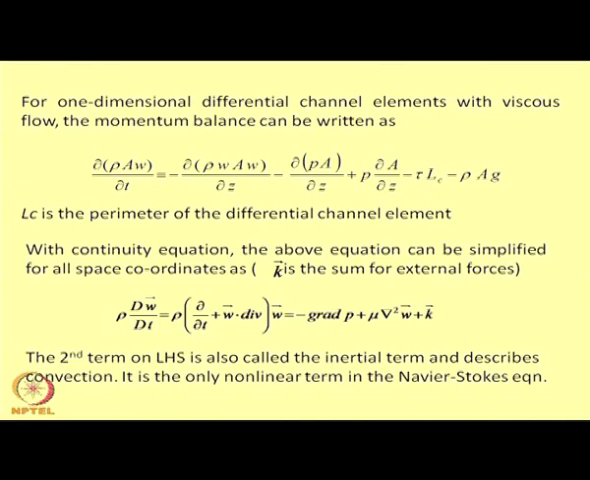The first term on the right hand side is the pressure forces, and the second term on the left hand side, the inertial term, is the only nonlinear term in the Navier-Stokes equation. Under certain special conditions this inertial term can be neglected and we get a simpler solution of the Navier-Stokes equation. There would be some situations, for example, when the flow is very slow.